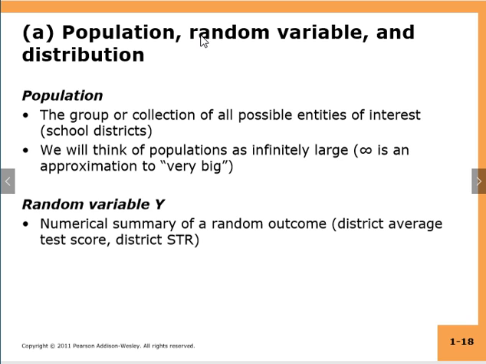So let us first define some of the most basic terms: population, random variable and distribution. What is a population? The population is that group or that set of entire entities about which you are trying to understand something. Okay. So say you want to understand what is the average income of households in India. Then all the households in India are part of the population.